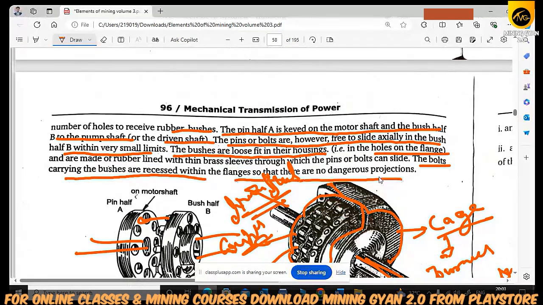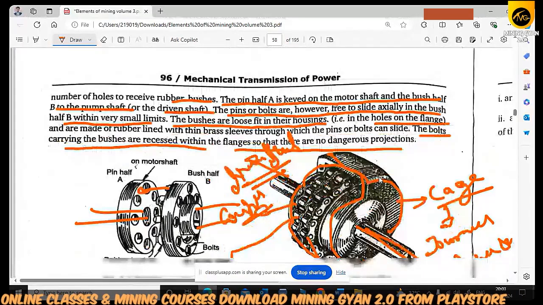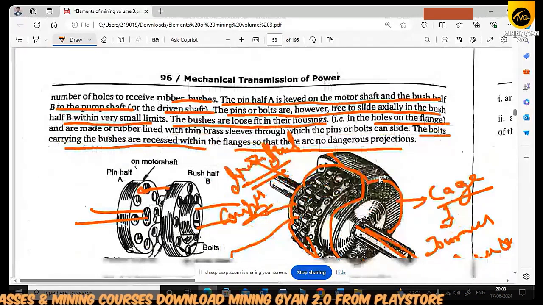Okay, so another flexible coupling is 5.3. This is called roller chain coupling. The first part we understood is flexible coupling, and the second part is roller chain coupling.